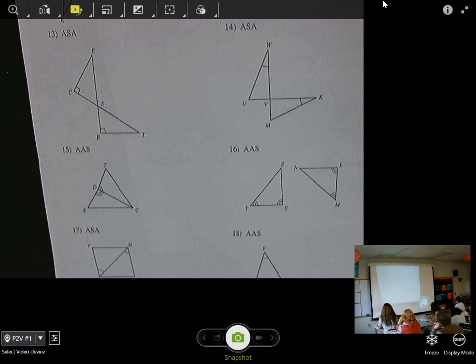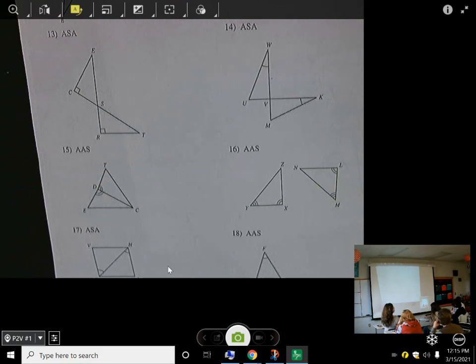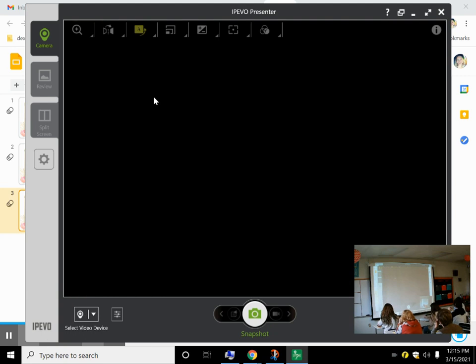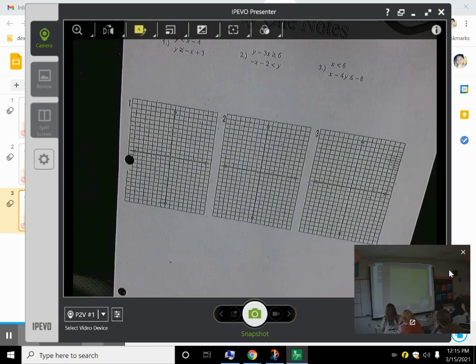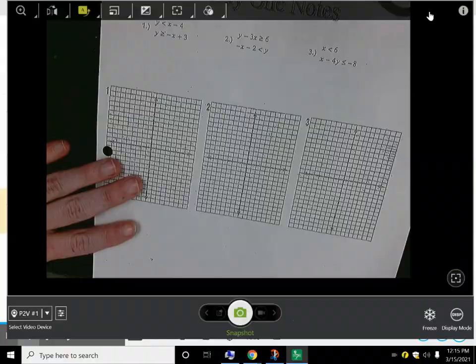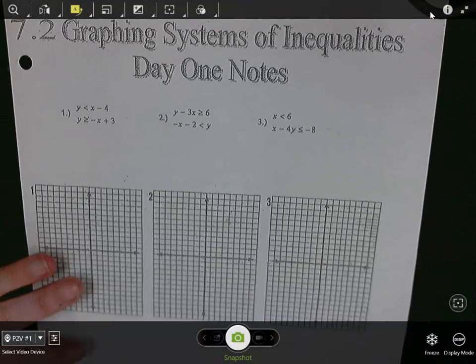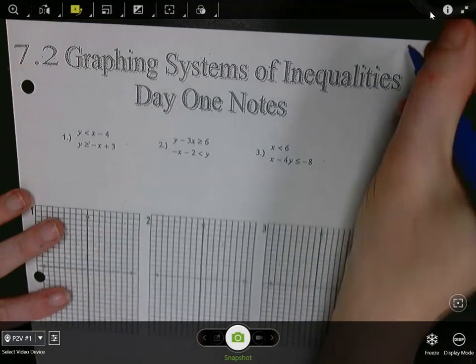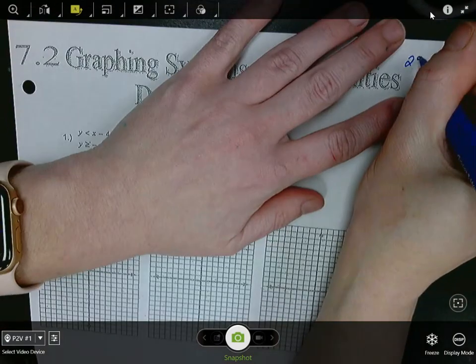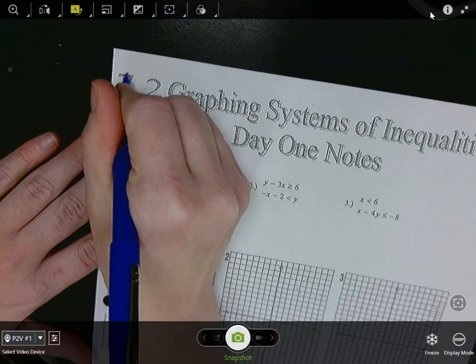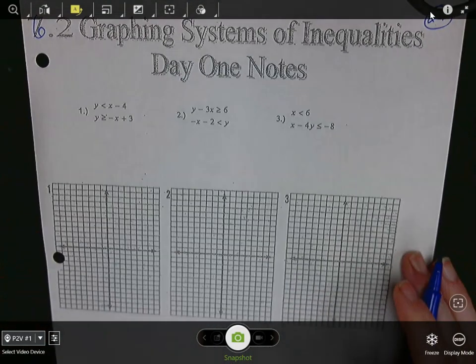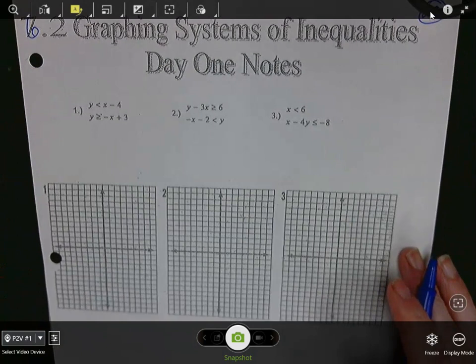Okay, graphing systems of inequalities, notes. And what page notes did you say this was? 29. And then don't forget, after you put the 29 up there, you need to change this to 6.2 instead of 7.2. All right, so we have to solve a system of inequalities by graphing.